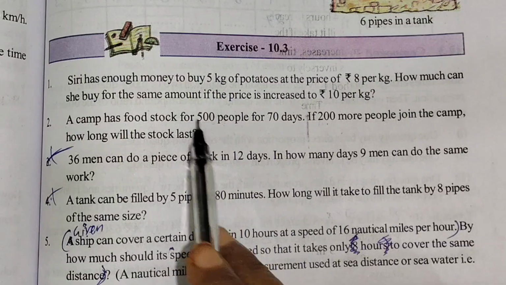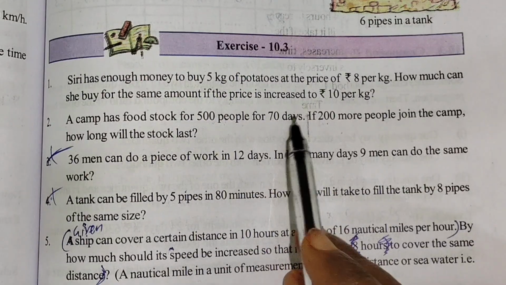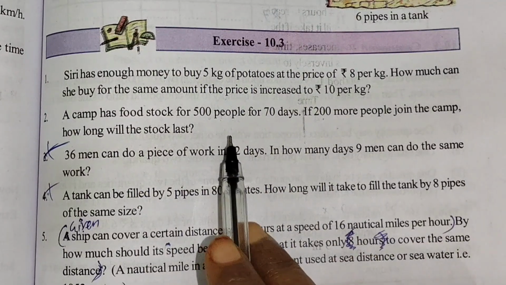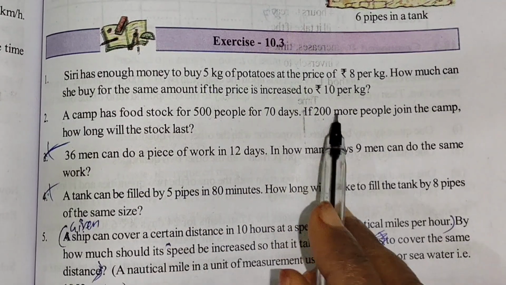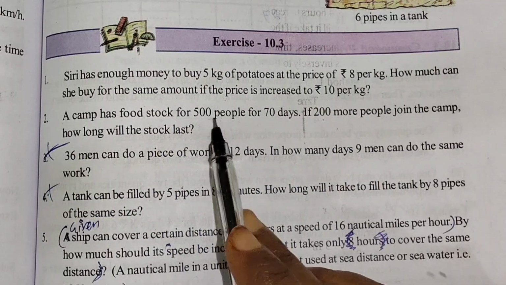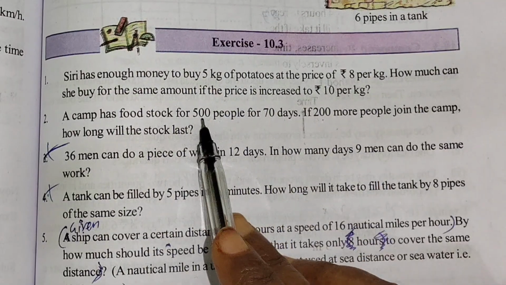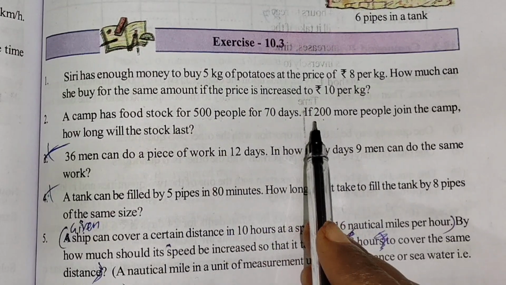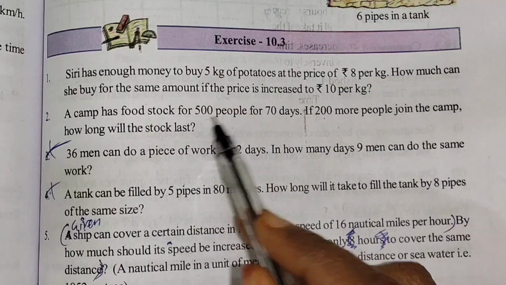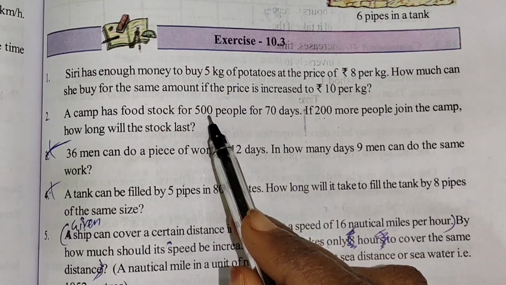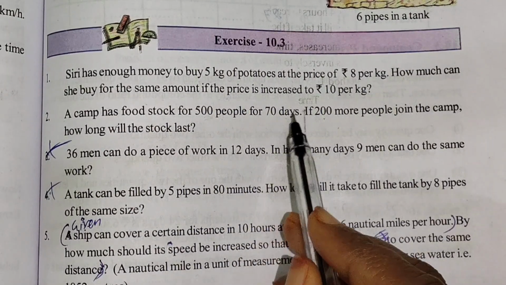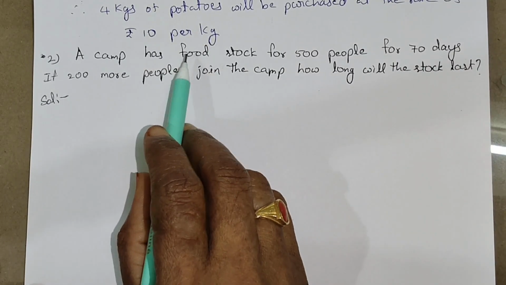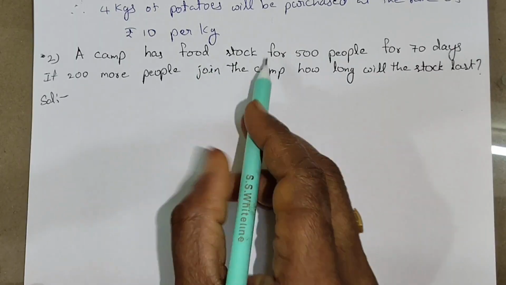Here members are increased, so days are decreased. So these two are inversely proportional. Total members are 500 plus 200, 700 members. 500 members need this stock for 70 days. Now members are increased to 700 people, so this complete stock lasts for how many days? We find the days. Members and days are inversely proportional.